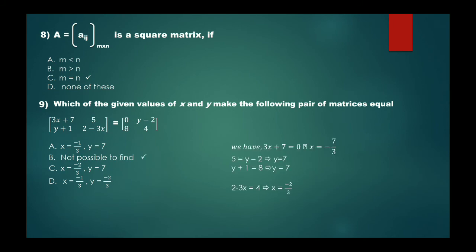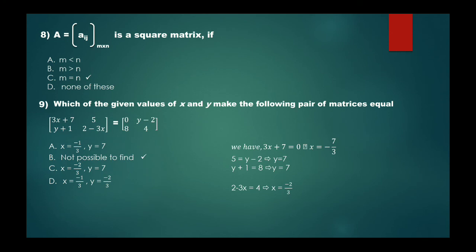Now we need to solve this to find out whether our x and y values are in the options or not. So we have 3x plus 7 equal to 0. When we solve it, we get x as minus 7 by 3. Then we have 5 is equal to y minus 2. Substituting, y becomes 5 plus 2, so y becomes 7. Also y plus 1 is equal to 8, so 8 minus 1 is equal to 7. So whatever we do, we get the y value as 7.